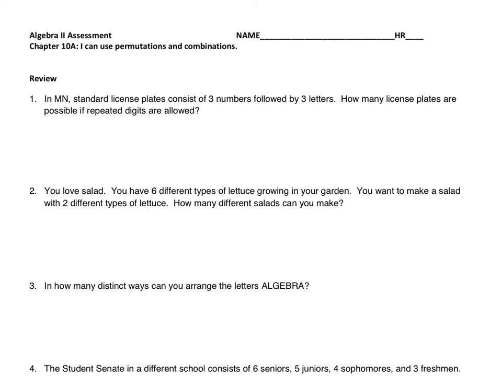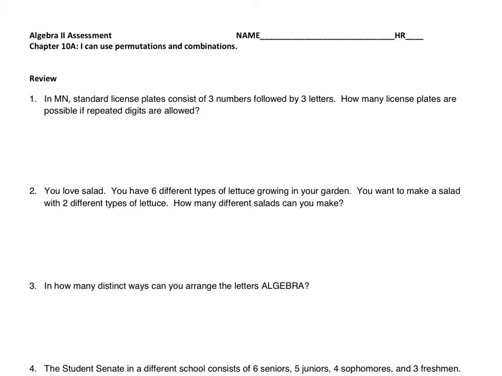Okay, here is our review for Chapter 10A. First question: in Minnesota, standard license plates consist of 3 numbers followed by 3 letters. How many license plates are possible if repeated digits are allowed?